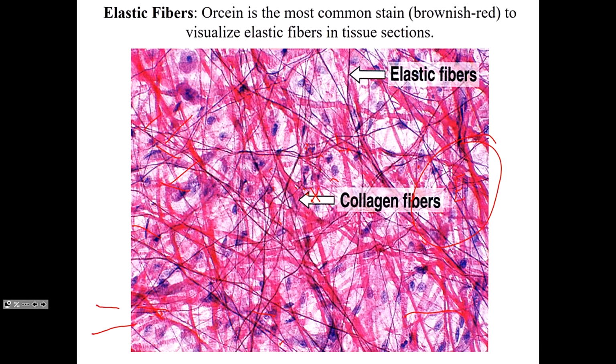So here's our elastic fibers up the top there, little thin black fibers. Sometimes we stain elastic fibers with orcein. Okay, that's a common stain for elastic fibers. As you can see, the size of the elastic fiber compared to the collagen fiber, which is shown with the arrow, which is much thicker.